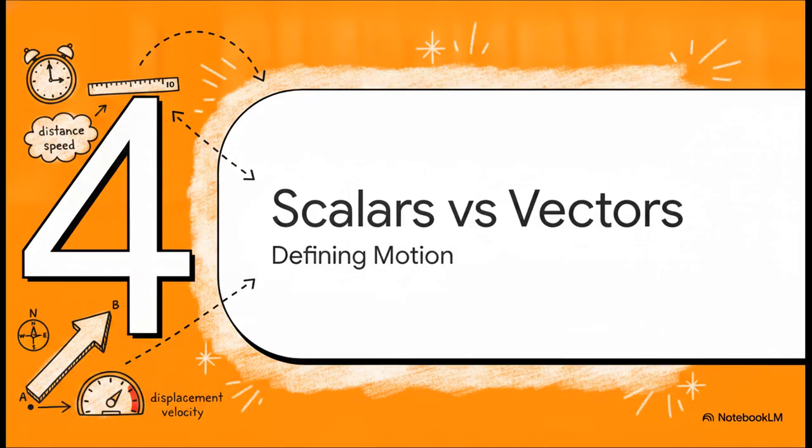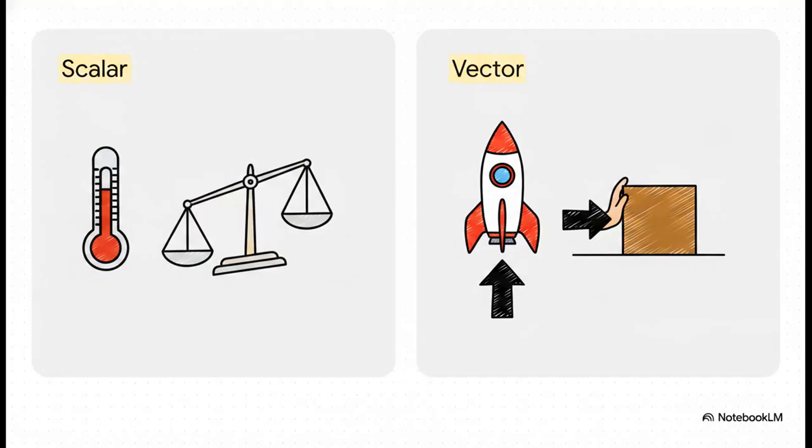That takes us to Section 4, scalars versus vectors. All right, this brings us to what I like to call the grammar of movement. It's a concept every single first-year student absolutely must master, because measuring is great, but knowing exactly where you're going is even better, right? On the left side here, we have scalar quantities. These are entirely specified by a magnitude alone. Things like 25 degrees Celsius, 15 kilograms.